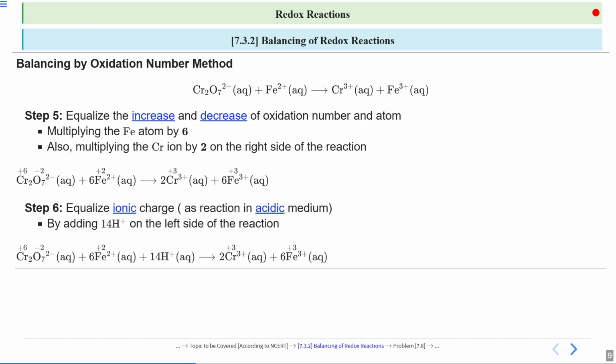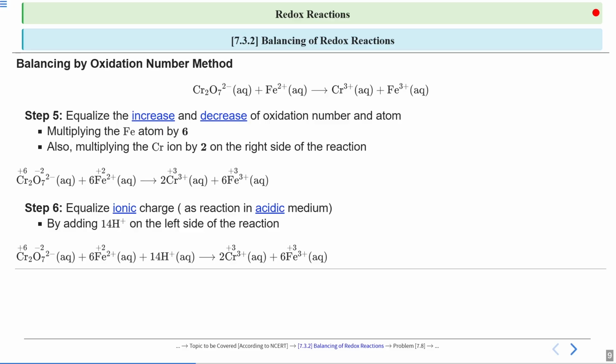Now, on adding the H positive on the left hand side, we can clearly see that we have added 14 H plus. Why have we done that? Why is the number 14? Why haven't we placed 10, 12 or any other number? This has been done only to balance the reaction as given to us.